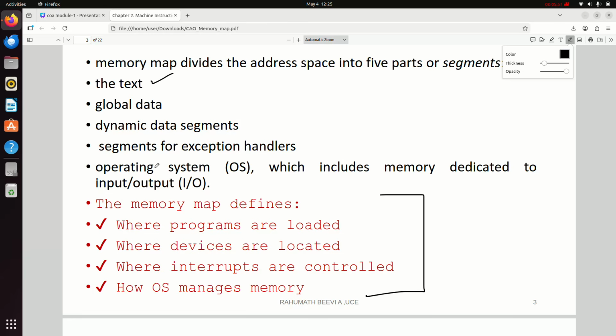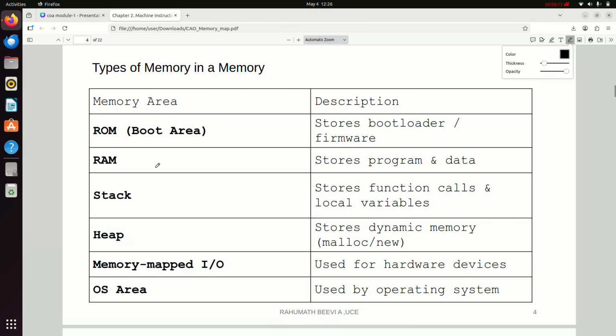Then we talk about the main functions of this memory map. It tells us where the program is loaded, where the interrupt can occur, where the devices are located, and how the OS manages the memory. All these things would be there. So this is the main thing that you have to understand.